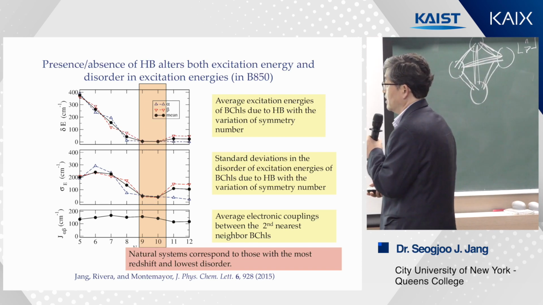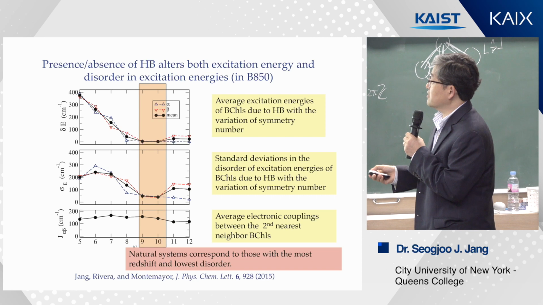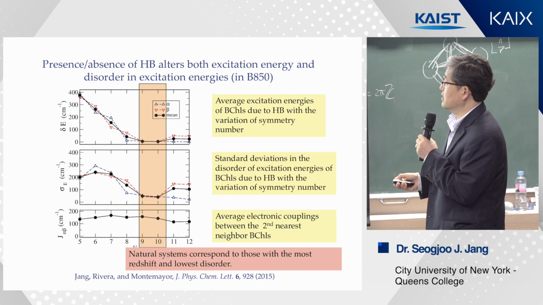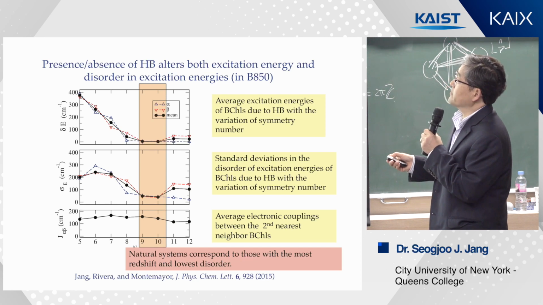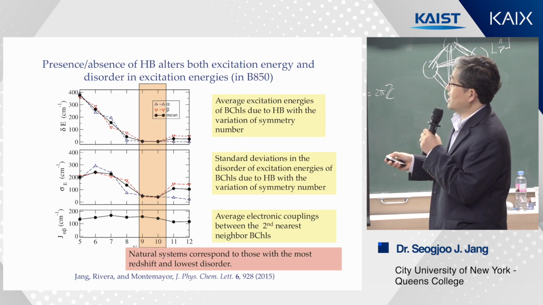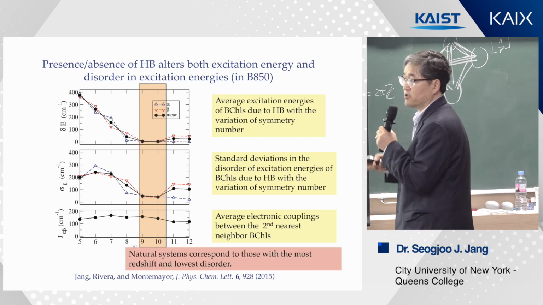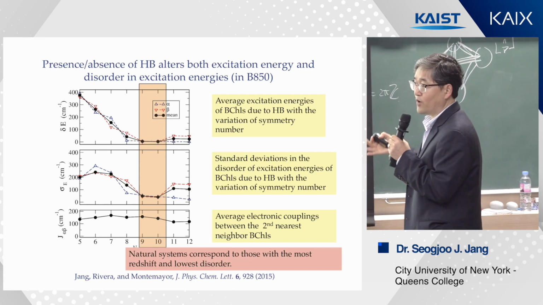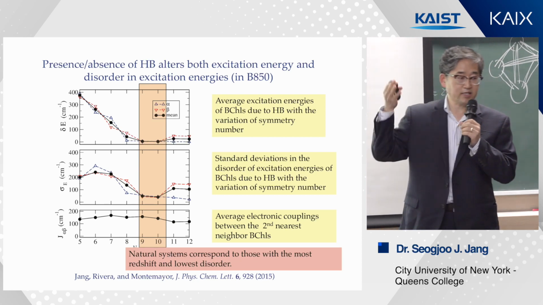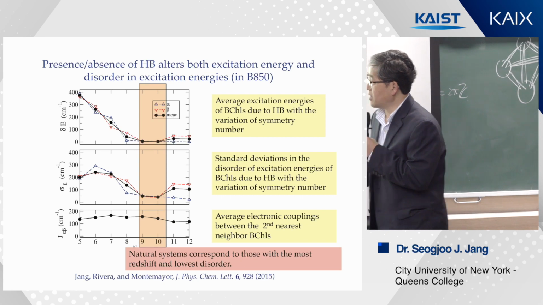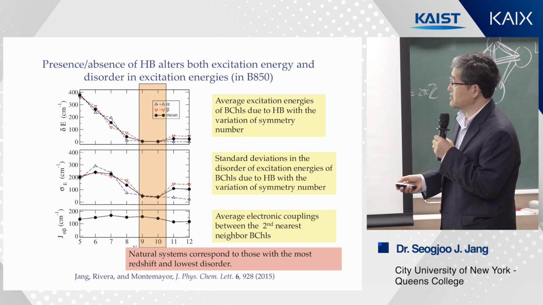energy. So as the system size changes from 5 to 12, we find that the natural ones have the lowest excitation energy, and their disorder becomes the smallest. This was interesting, although it does not necessarily mean that they are the most stable ones. What it means is that they have less disorder in the excitation energy. On the other hand, their electronic couplings are not that sensitive to the size of these complexes.